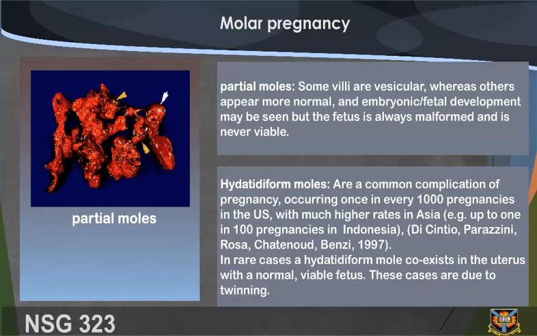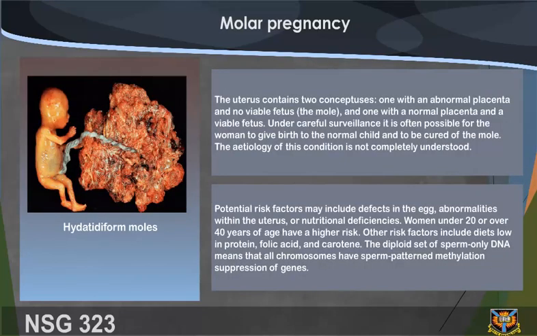In rare cases, a hydatidiform mole coexists in the uterus with a normal, viable fetus. These cases are due to twinning. The uterus contains two conceptuses, one with an abnormal placenta and no viable fetus, the mole, and one with a normal placenta and a viable fetus. Under careful surveillance, it is often possible for the woman to give birth to the normal child and to be cured of the mole. The etiology of this condition is not completely understood.